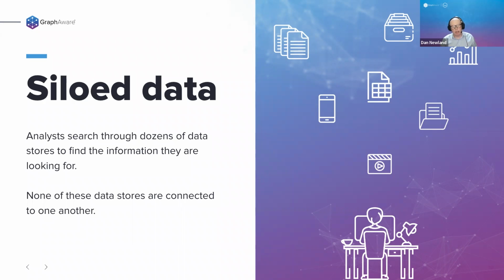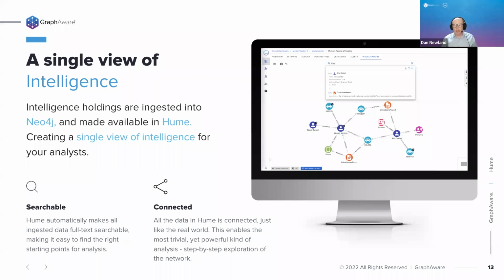So the solution to this using Neo4j and Hume is to create a single view of intelligence. We ingest the entities and relationships of interest from those source systems, we make them searchable, and we make them connected. That single view of intelligence means that an intelligence analyst doesn't have to go to those 22 or however many systems to do a search and find how entities are connected.